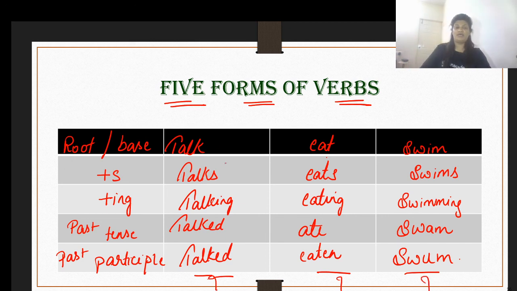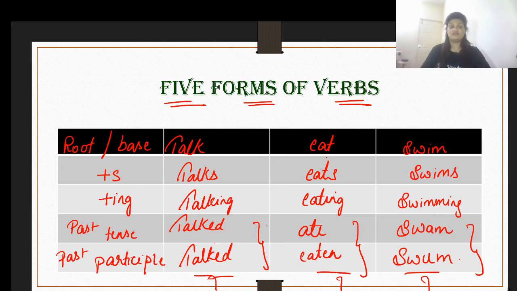Focus on the way the words have turned into different forms. Talk has become talks, and then talking, and then talked. When you take a look at the past tense over here and the past participle of these verbs over here, for the word talk, the past tense and the past participle are similar. For eat, the past tense is ate and the past participle is eaten, whereas for swim, the past tense is swam and the past participle is swum.